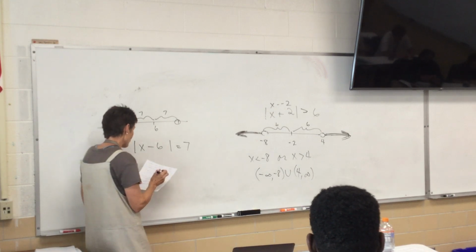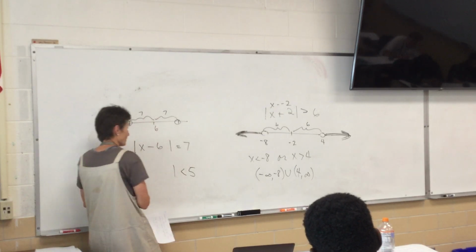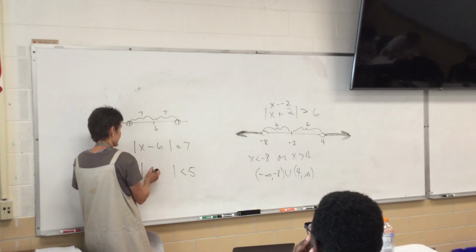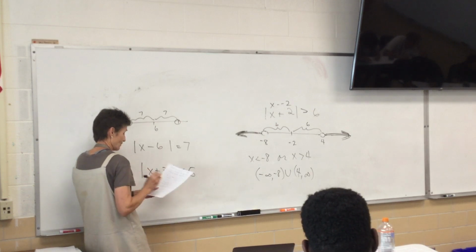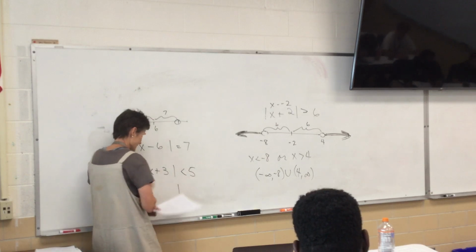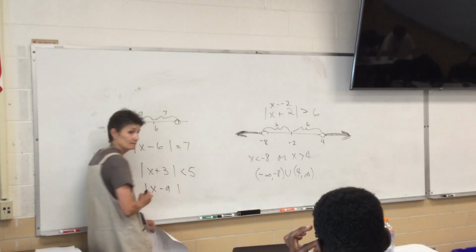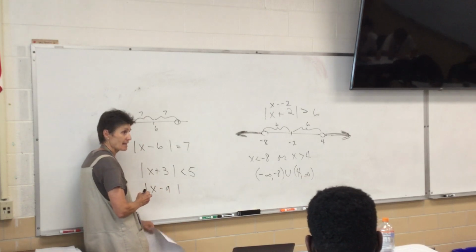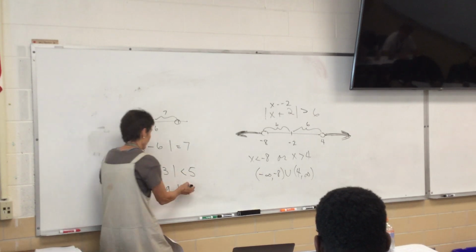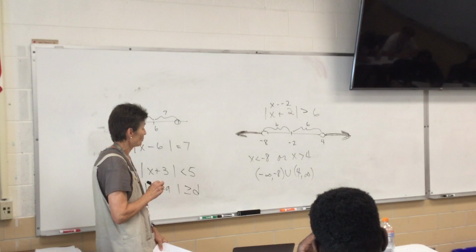The distance between -3 and x is less than 5. The distance between negative 3 and x. X plus 3, very good, sir. Ooh, now we got some letters going on here. The distance between x and a is at least d. Greater than or equal to d. Perfect, perfect, perfect.